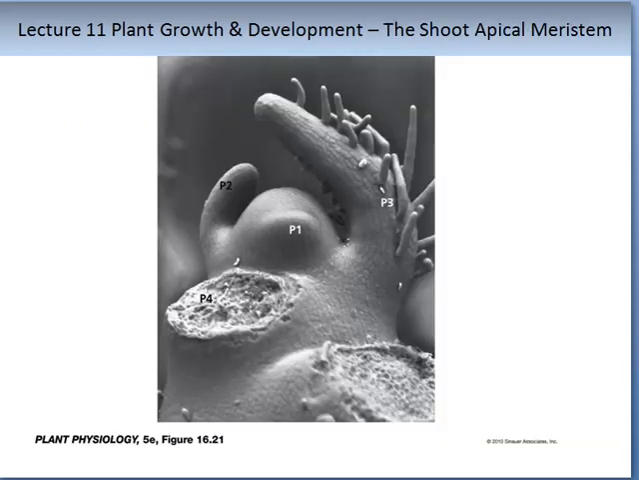The following image is an SEM of a shoot apical meristem. This shows the very early stages of initiation. You can see regions P1 through to P4.